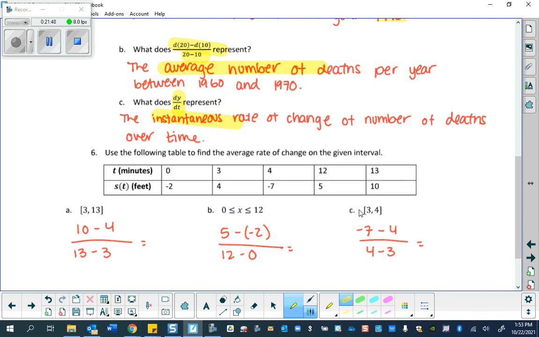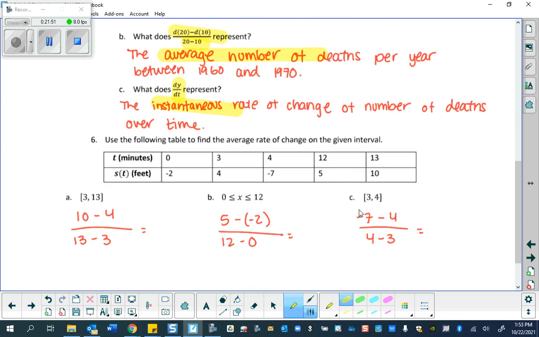All right. For number 6, you had to use the table to find the average rate of change on the given interval. So from 3 to 13, notice those changing x's go down in my denominator. So then I look at 10 minus 4. 10 minus 4 gives me an output of 6. 3 minus 13 gives me an output of 10. Oh, darn it. Not so round. So it's going to be 3 tenths.